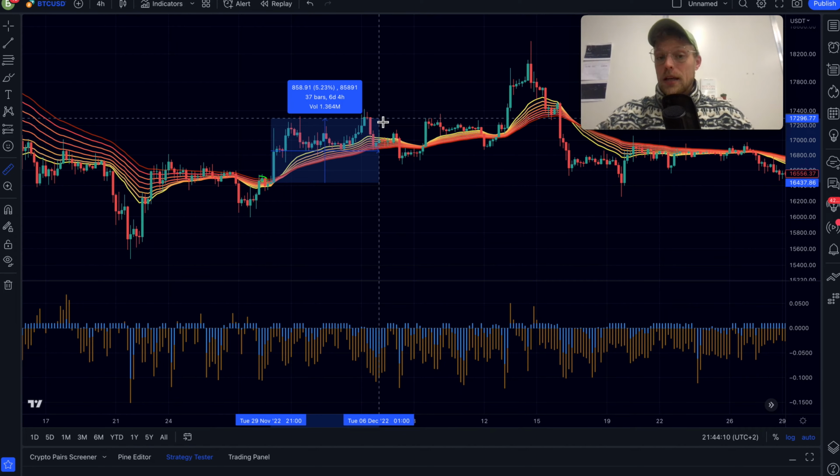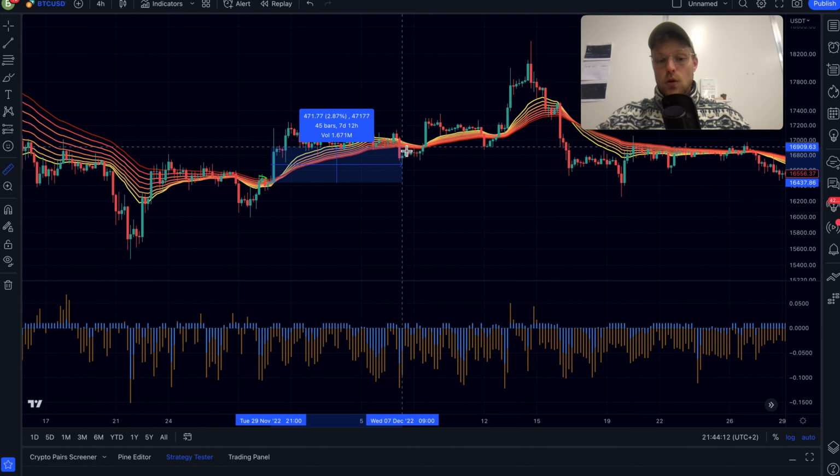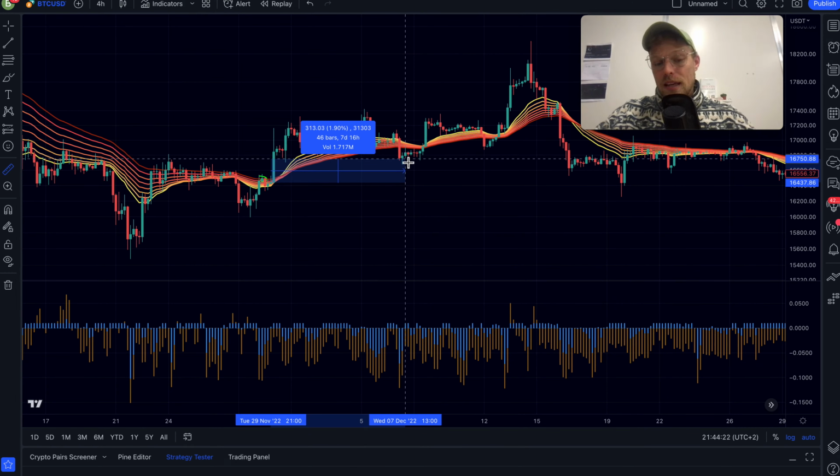You could have taken profits back then, but you could also wait until Bitcoin breaks back below this EMA ribbon, and then you would have a 2.5% profit. Even if you would take it a little bit lower, you would have maybe a 2% profit.